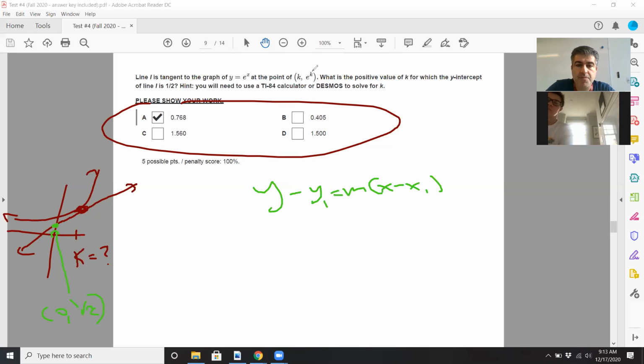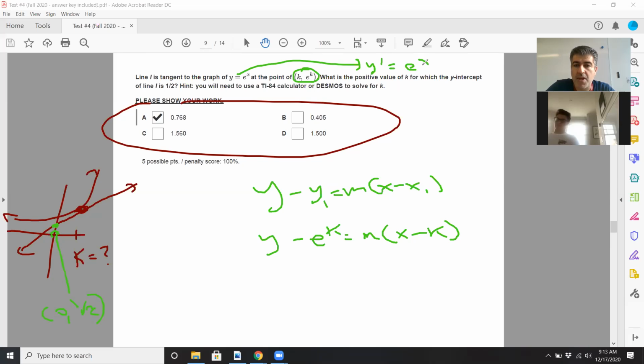And we know the point of tangency. So you do y minus e to the k equals m(x minus k). But we need to figure out what m is. How do I figure out what m is? Well, remember the slope is just a derivative, right? So if I take the derivative, you just get that.